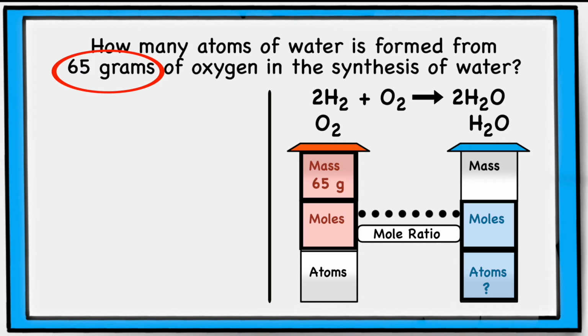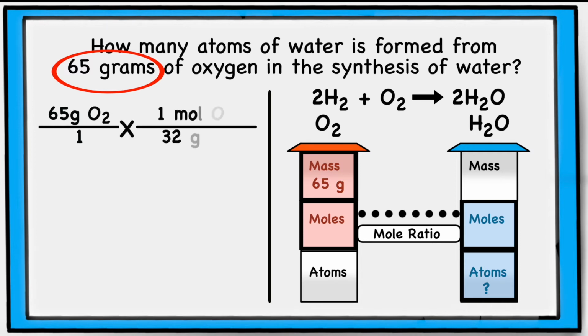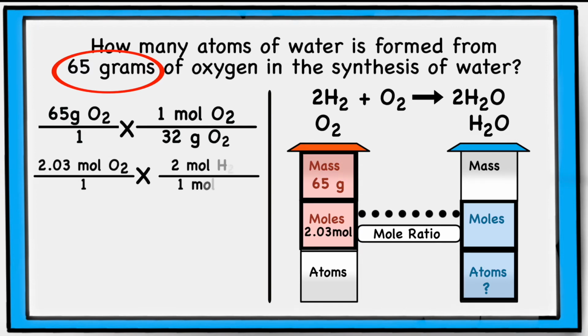We're going to put what is given over 1, so 65 grams of O2 over 1. Then we're going to multiply it by 1 mole of O2 over 32 grams of O2. Remember, oxygen is diatomic, so its atomic mass is doubled. This gives us 2.03 moles of oxygen. Now we're going to take our moles of oxygen to moles of water using the mole ratio of 2 moles of water over 1 mole of oxygen. Once we do this, it's going to give us 4.06 moles of water.